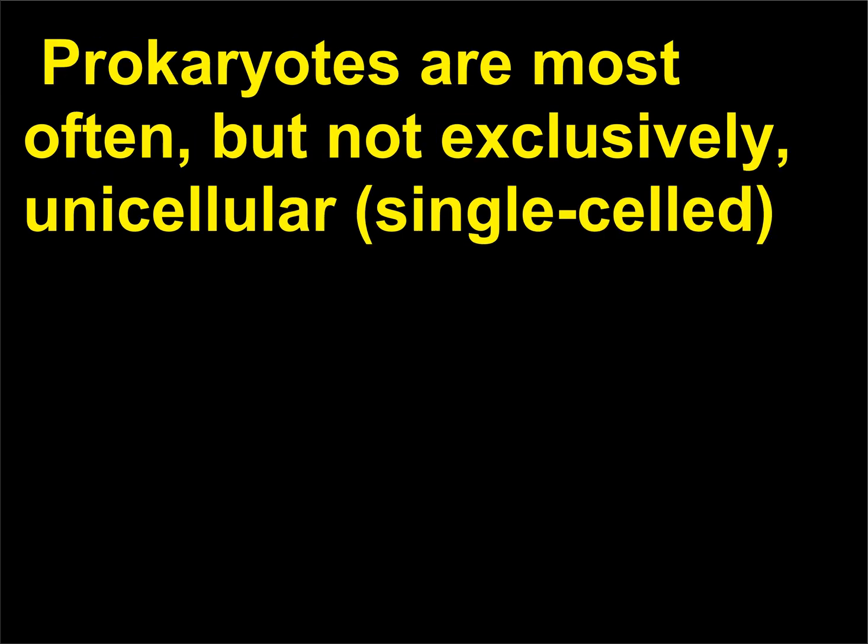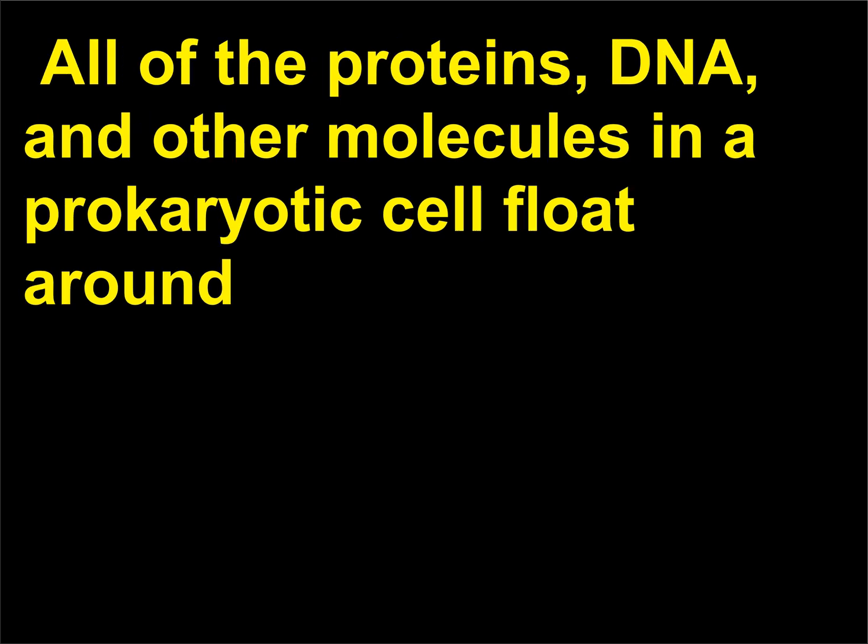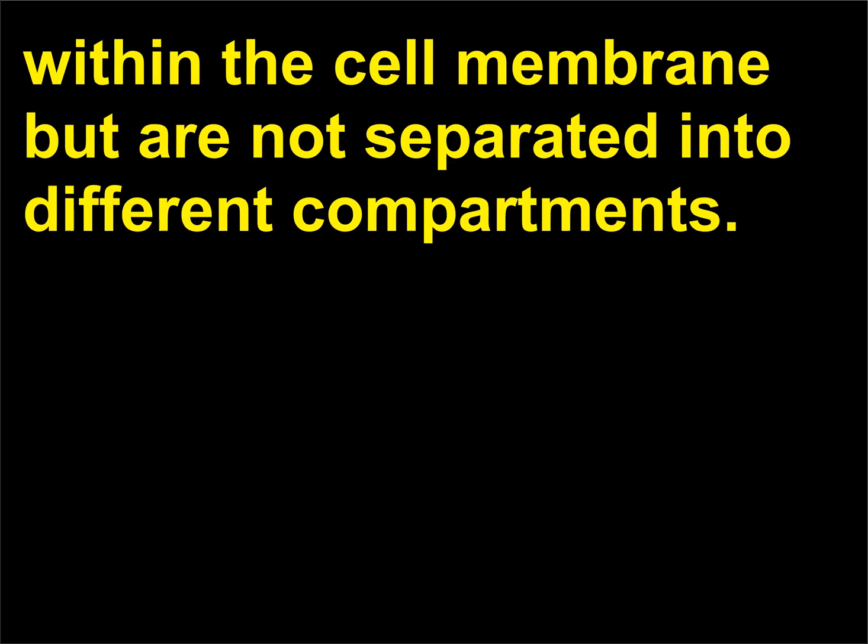Prokaryotes are most often, but not exclusively, unicellular, single-celled organisms. In addition to lacking a nucleus, they also lack other separate membrane-bound organelles. All of the proteins, DNA, and other molecules in a prokaryotic cell float around within the cell membrane but are not separated into different compartments.